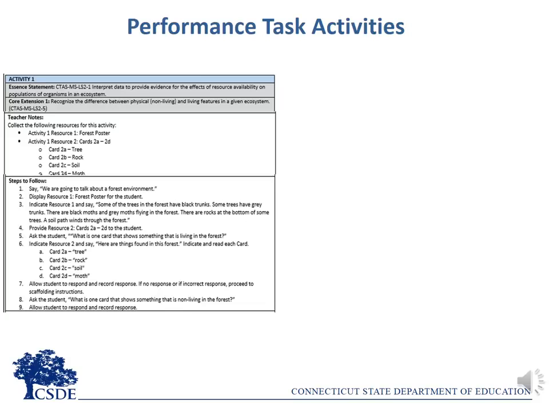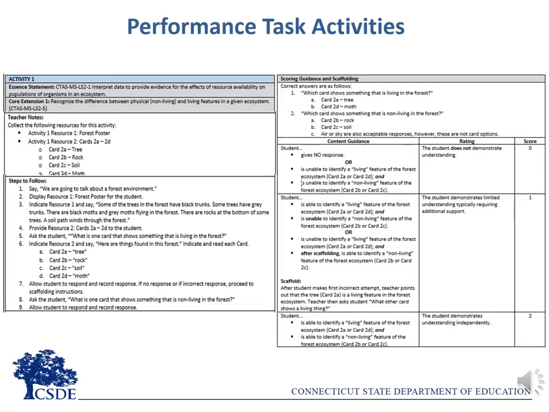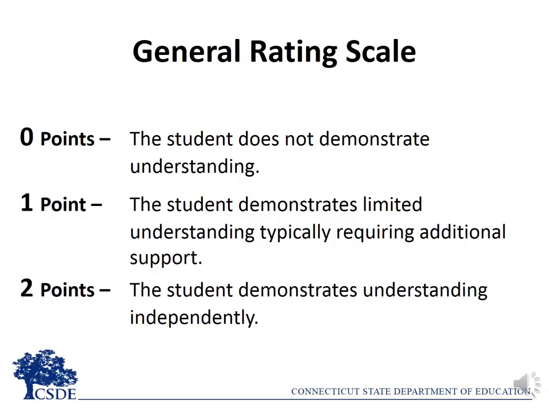The next section, Scoring Guidance and Scaffolding, provides rating guidance with descriptions of student behavior and how the student response should be rated on the 0 to 2 scale. Scoring guidance provides the correct answers for each activity and core extension, along with the scaffolding options. As you can see under this section, Content Guidance and Rating defines the characteristics for each score point. The trained teacher will rate each core extension using a general rating scale of 0, 1, or 2. Let's take a moment to examine each rating score.